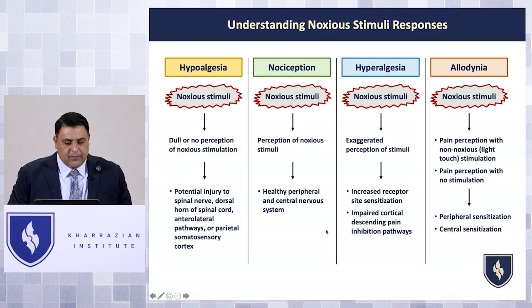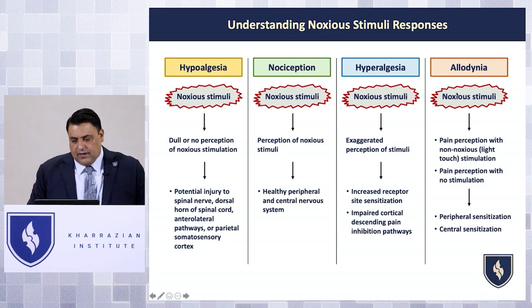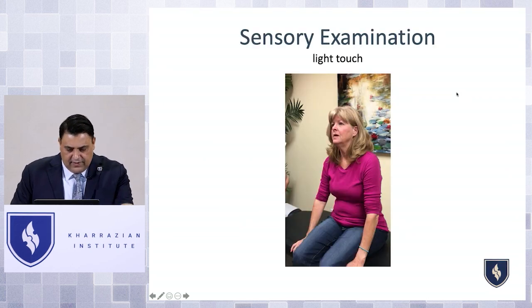So remember that when you give a noxious stimulus, let's say the noxious stimulus is a pinwheel, if they don't feel it as prickly, that's hypoalgesia. If they feel it, that's nociception, which is expected. If it's really, really sharp and painful, that's hyperalgesia. If you just touch their skin and they have pain, that's allodynia. So let's just go through basic things on a sensory exam. So here we go. Here's some video footage of just the basics.